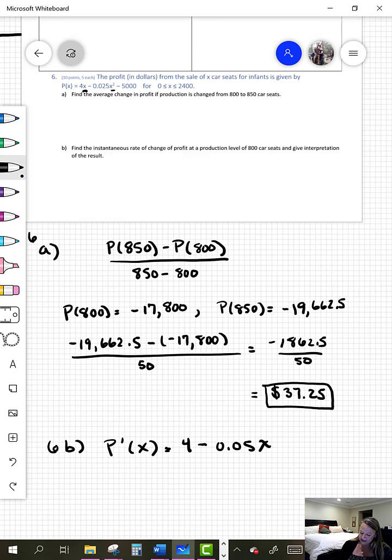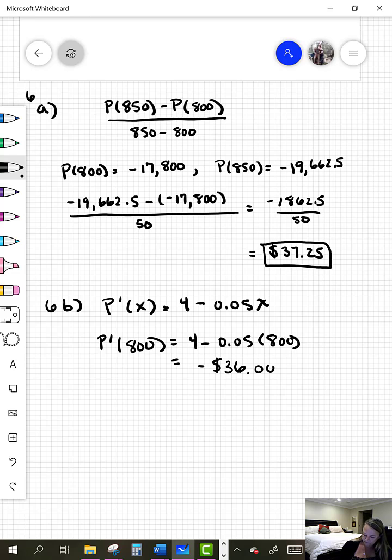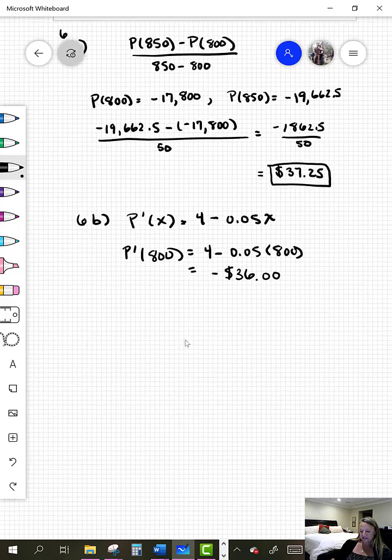Let's evaluate the derivative at 800. We get 4 minus 0.05 times 800. This would give us back negative $36. So the instantaneous rate of change of the profit is going down $36 when we make that 800th car seat.